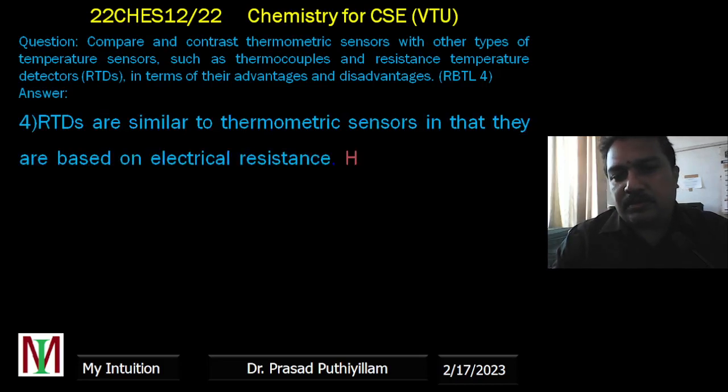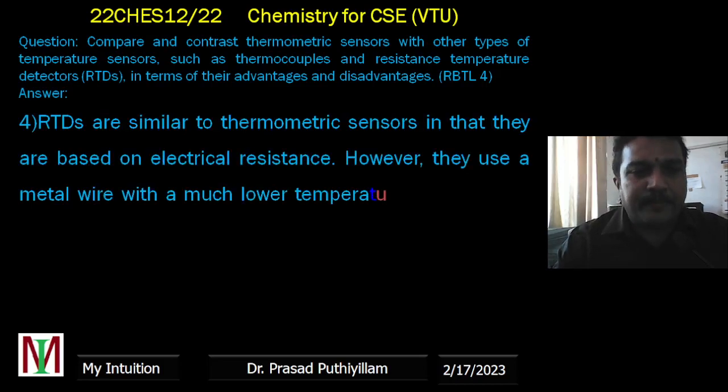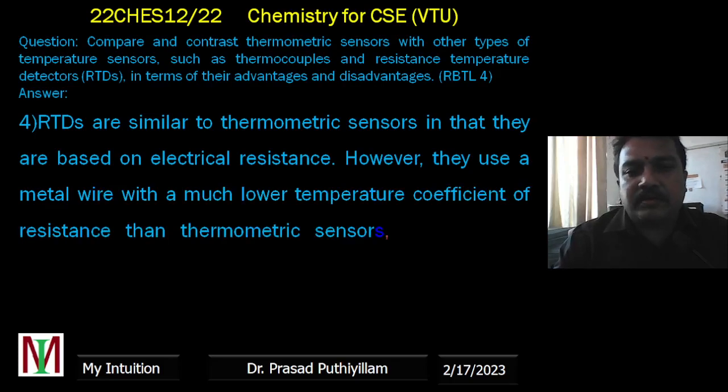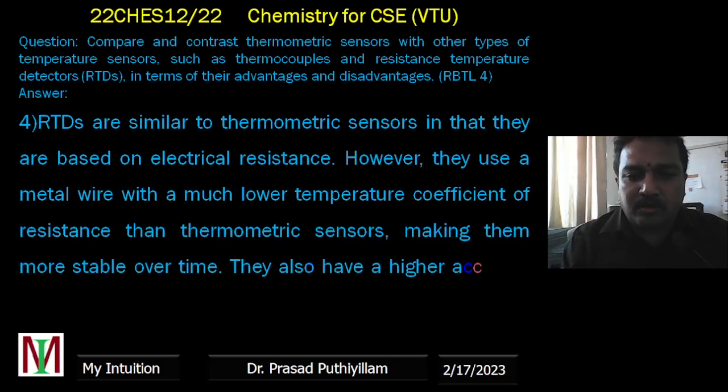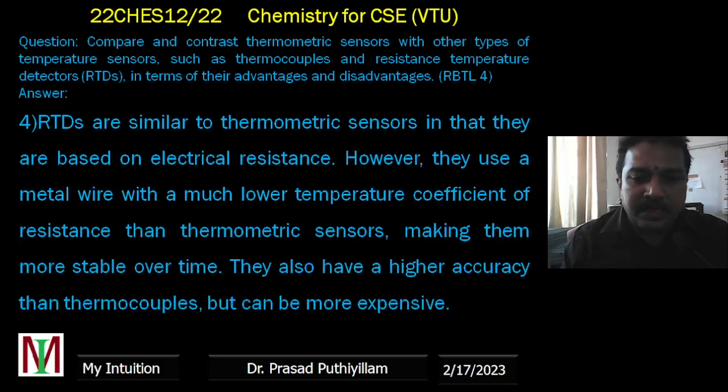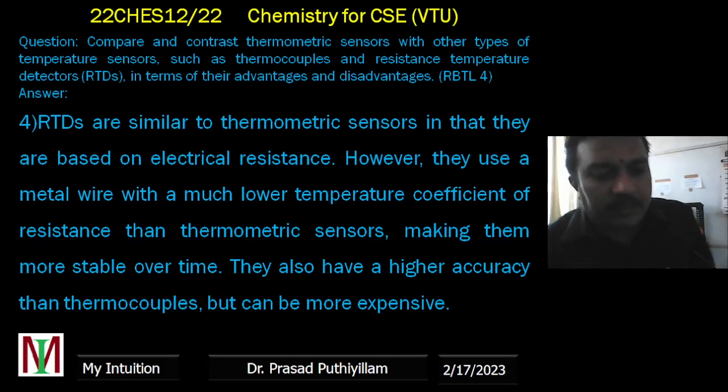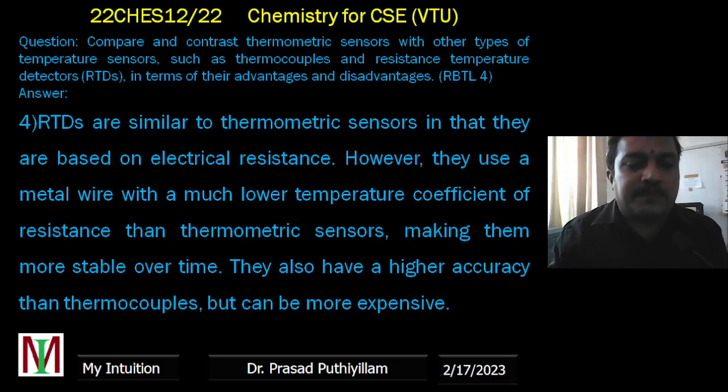RTDs are similar to thermometric sensors in that they are based on electrical resistance. However, they use a metal wire with a much lower temperature coefficient of resistance than thermometric sensors, making them more stable over time. They also have higher accuracy than thermocouples, but can be more expensive. They are very expensive, but RTDs give more precise results with better temperature ranges. Because of that, it is not that cost effective.